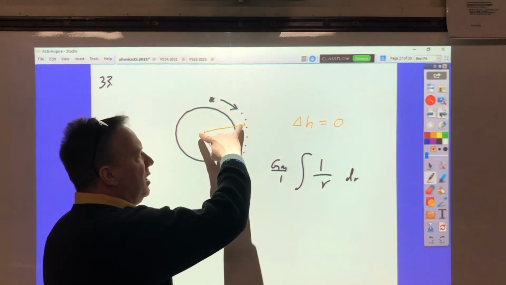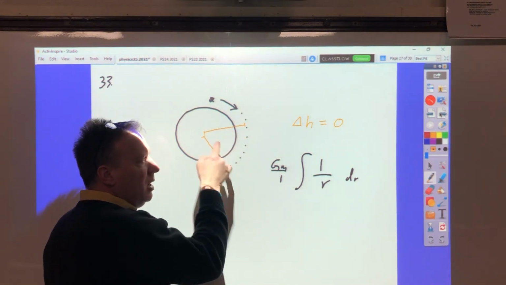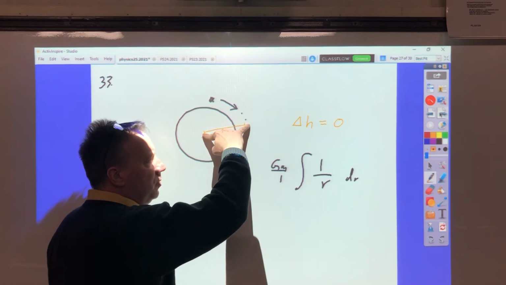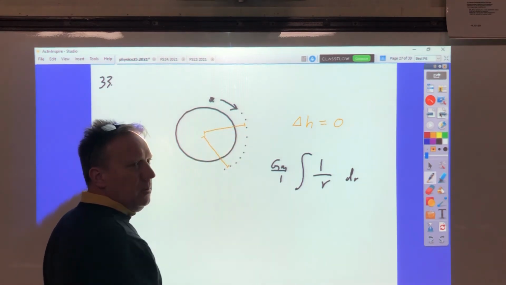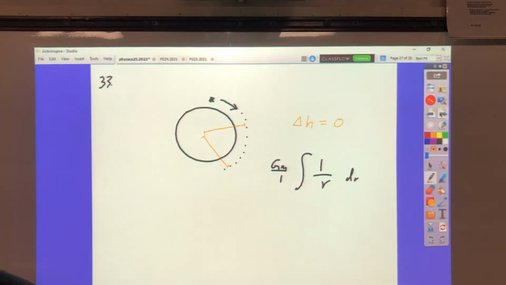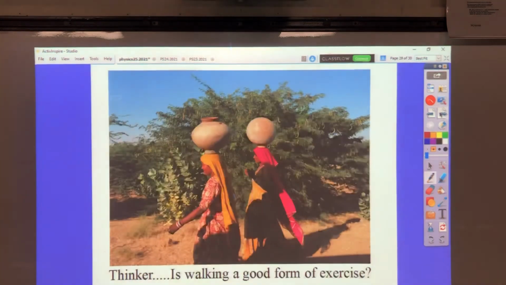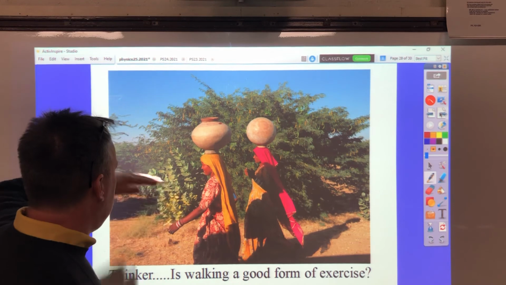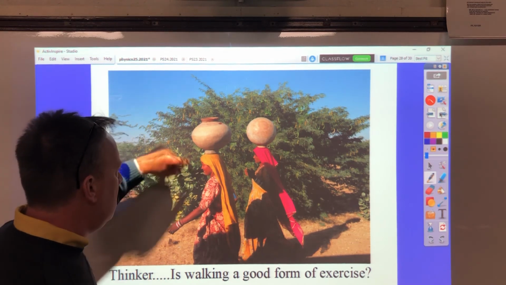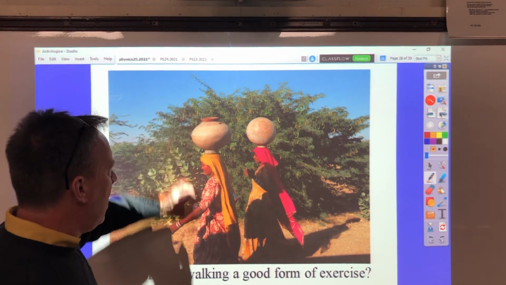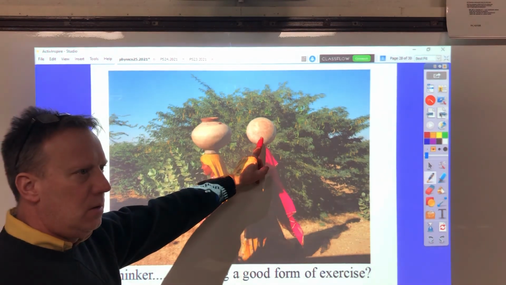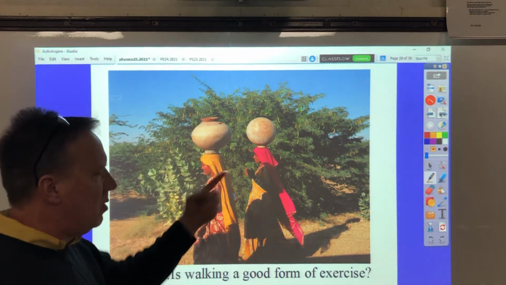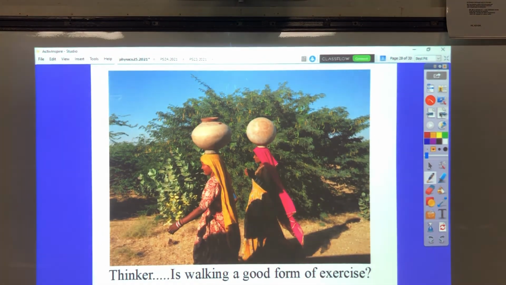So if the distance is 0, I know the force is there, that's what we got right here, but the distance doesn't change. So you're doing no more work than these people are doing when they're walking across this savannah or whatever this is. They've got a force, but they're not doing work. It's very efficient, by the way, to carry containers this way.